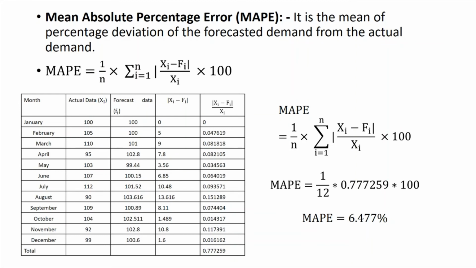Here we can see an example: data of a company of actual demand for 12 months, and forecasting data for 12 months, where the forecasting data is found by the exponential method, and we will find the mean absolute percentage error. So first of all, put all these values in the formula and find the mean absolute percentage error.